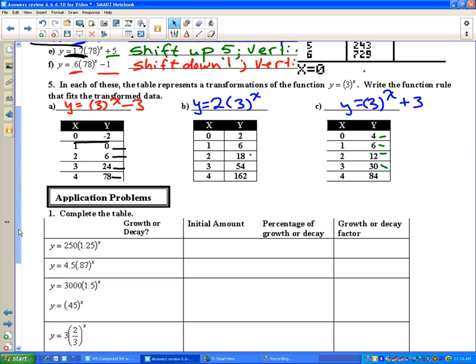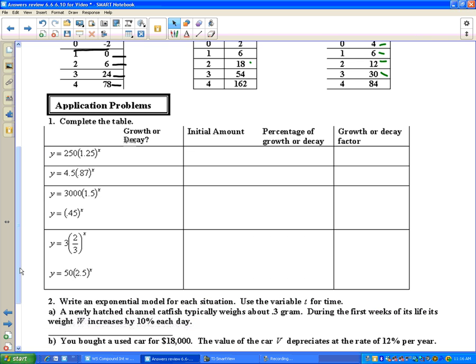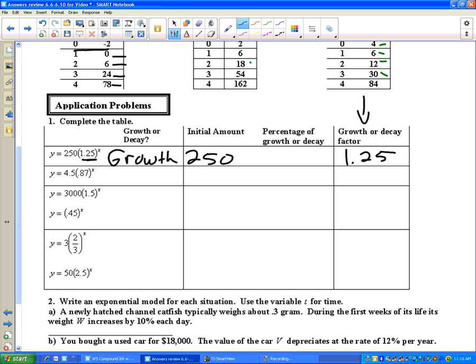Application problems. Let's talk about growth and decay. So I look inside the parentheses. This is greater than 1, so this is growth. My initial value is the 250, which is my A, my initial value. I like to fill out the last column first. My growth factor is 1.25, which means my percentage of growth is the difference from 1. 0.25 as a percentage is 25%.